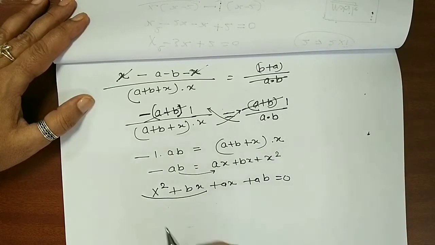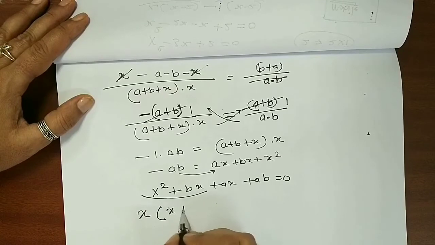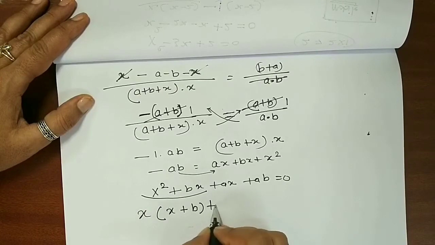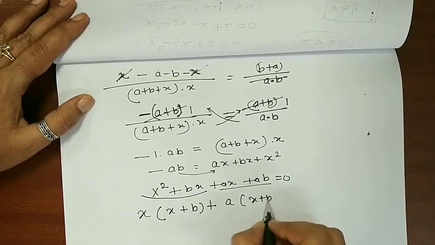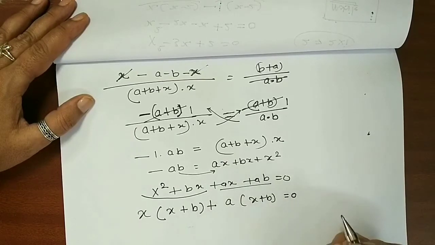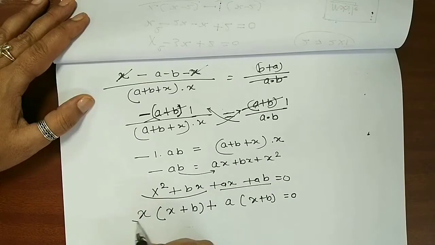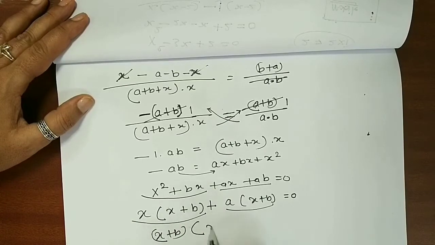What can I take here? x is common, so it will be x plus b. Here guys, what is common? Can I take a common? So it is x plus b is equal to 0. Now in these two terms, what is common? I think x plus b is common. So what is left is x plus a is equal to 0.